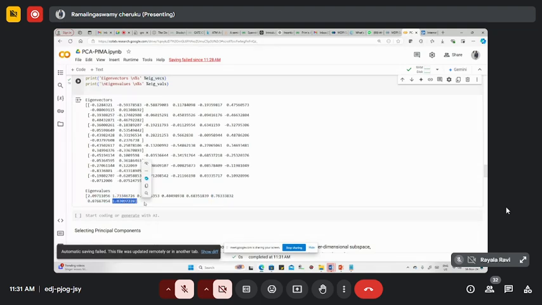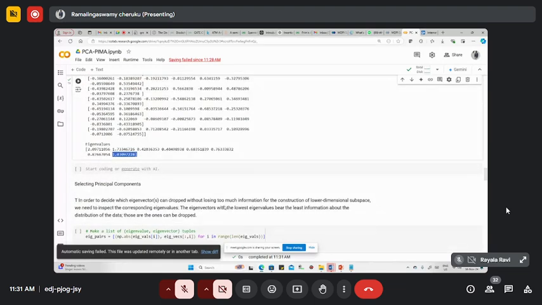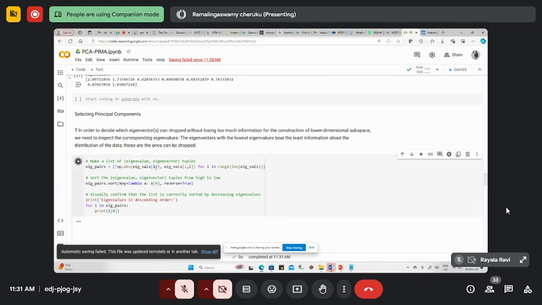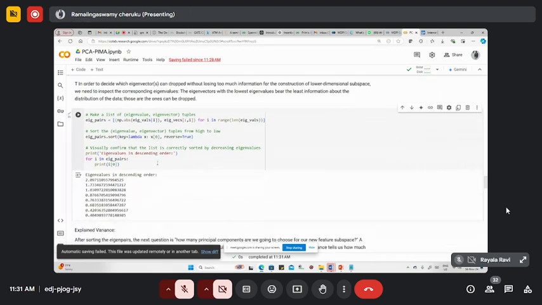Then you have to arrange them in descending order, from the highest to the lowest. Here we are doing a descending order, and once we have arranged them, I am considering the corresponding eigenvectors. After sorting, the first one is 2.09, then 1.71, then 0.8.